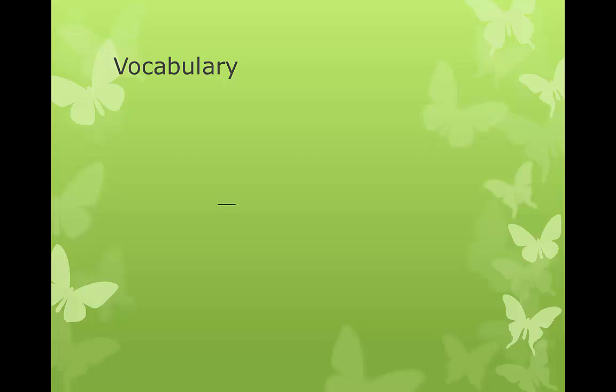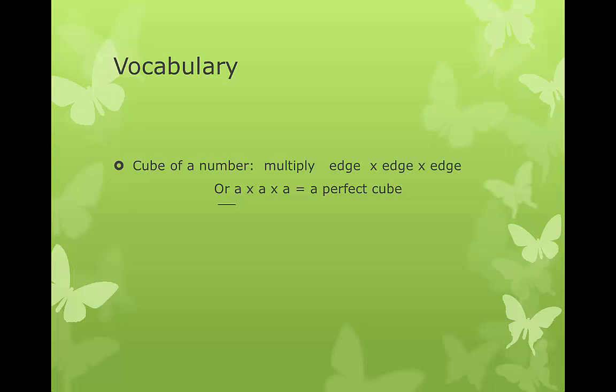You're going to have some vocabulary. The first one is cube of a number. Multiply edge times edge times edge, or A times A times A equals.